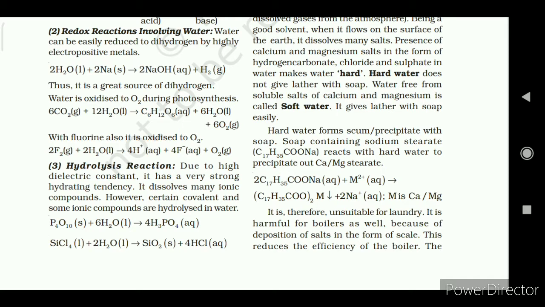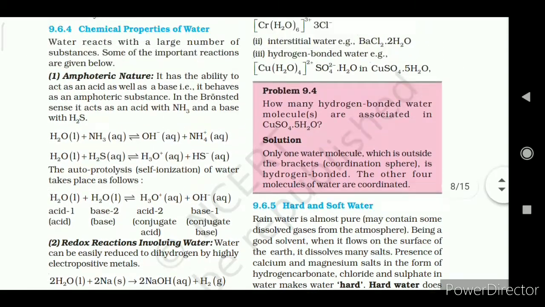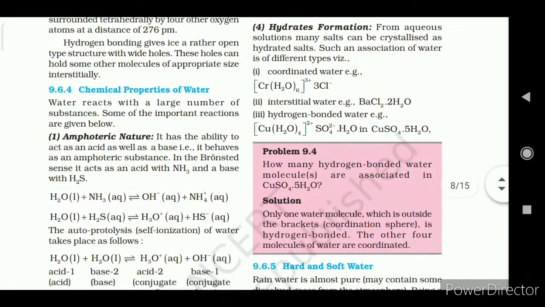Solution. Only one water molecule which is outside the coordination sphere is hydrogen bonded. The other 4 molecules of water are coordinated. 9.6.5 Hard and soft water.